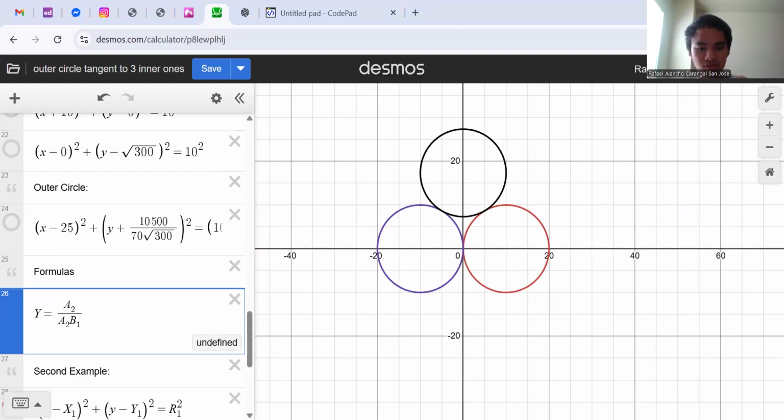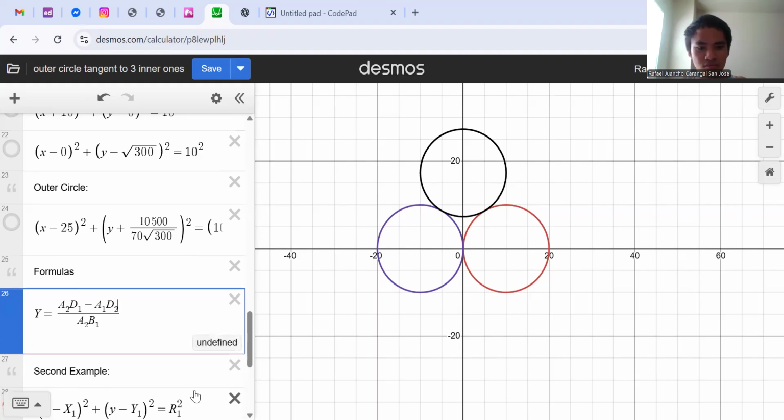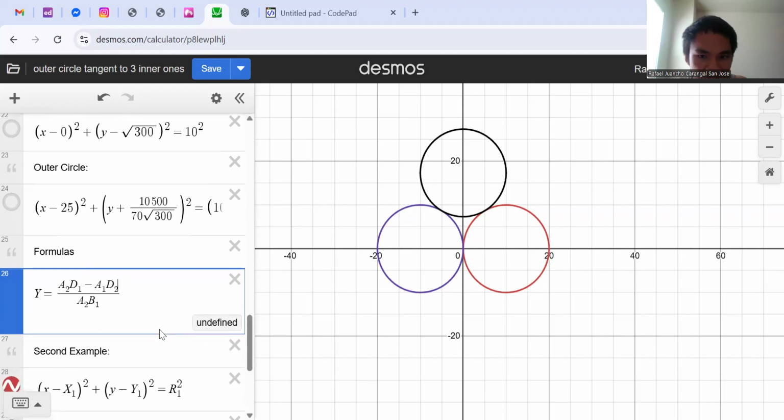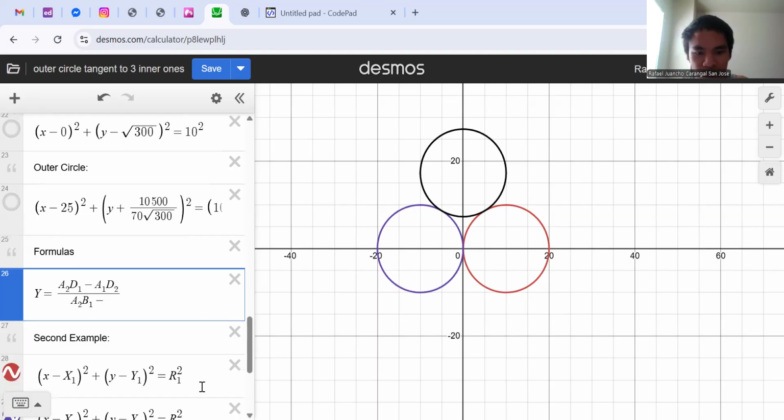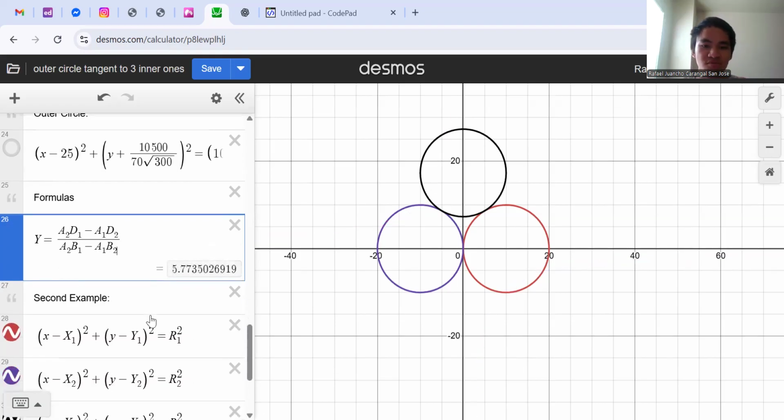A2D1. This is minus. But again, here, look, Y is undefined for some reason. Wait, why is it undefined? What? Oh, because I didn't complete this. So this is A1, B2. Okay, we got a number. We got a number.